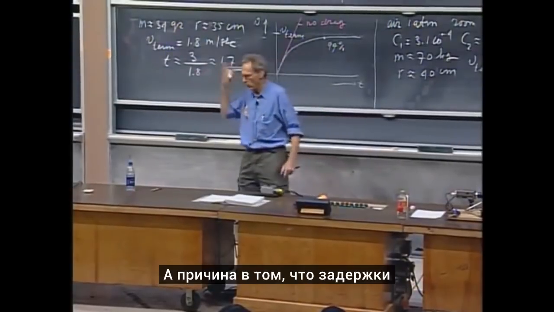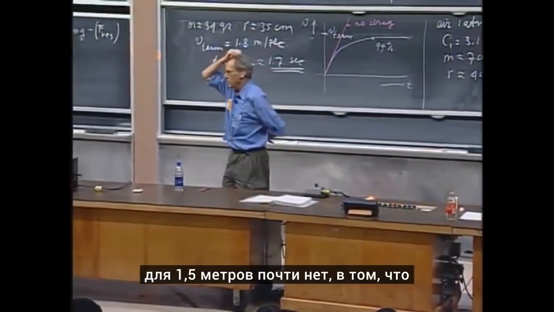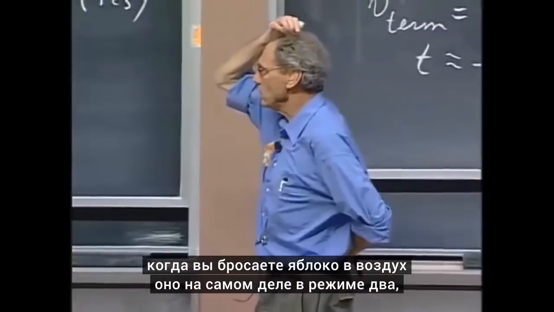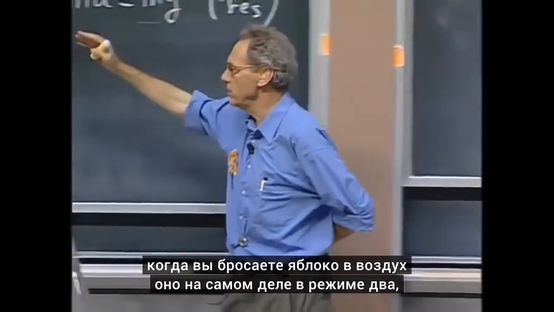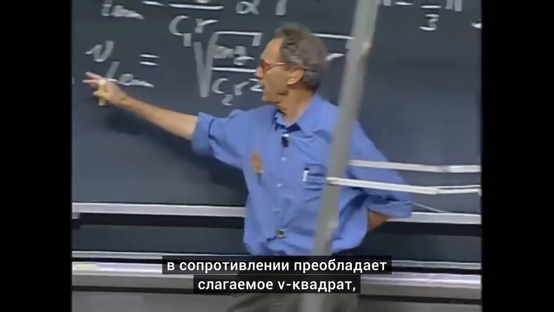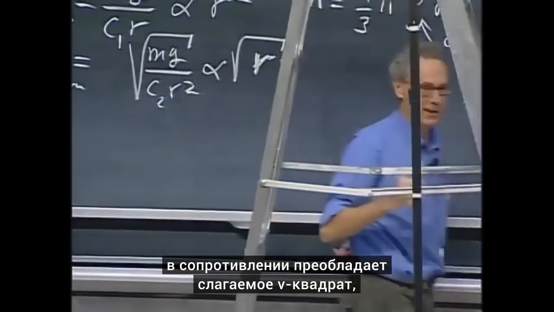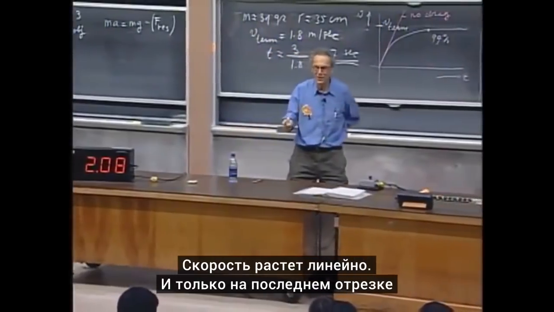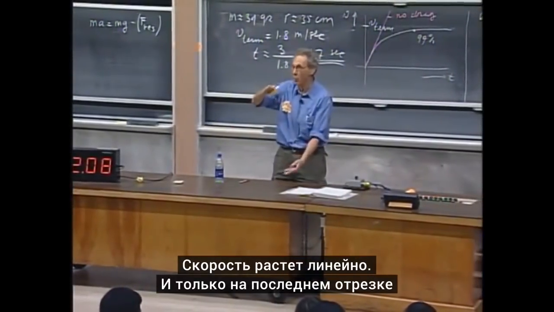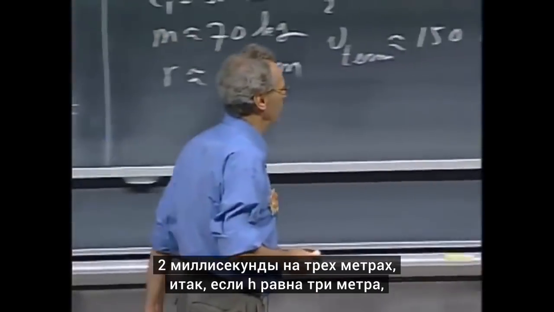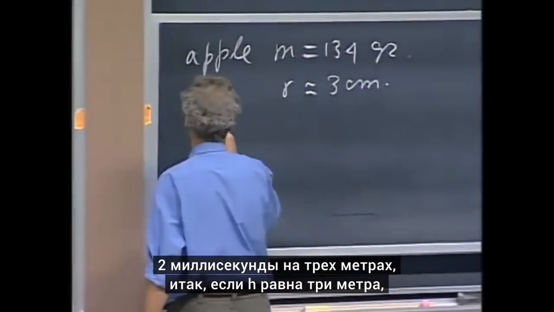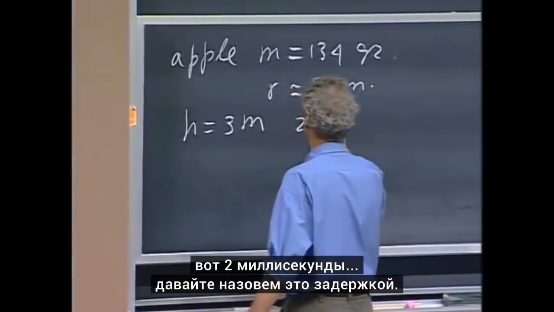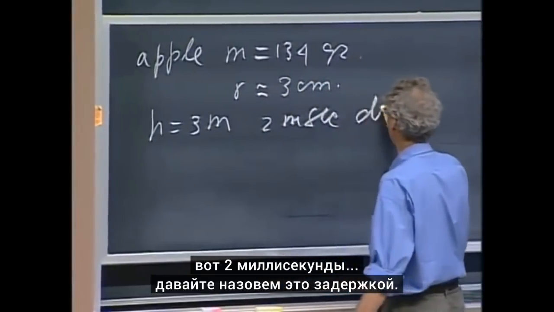And the reason why it's almost nothing from 1.5 meters, you see, when you throw an apple in air, it's really in regime 2. So you're really dominated by the speed squared. And in the first 1.5 meters, it doesn't get a very high speed yet. The speed grows linearly, and so it is the last portion where you really get hit by the air drag, by the v² term. 2 milliseconds from 3 meters. So if h is 3 meters, there's a 2 millisecond, let's call it delay.